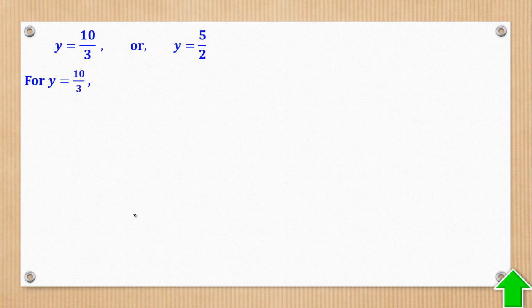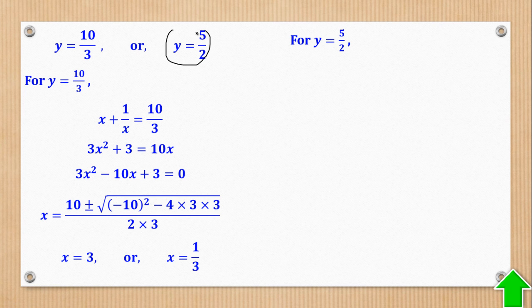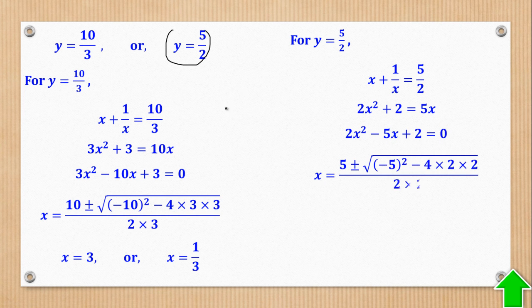but I'll remember that y is equal to x plus 1 over x, which gives a quadratic which can be solved to get the two values of x. What about for y equal to 5 over 2? Substitute, multiply by the LCM to get a quadratic equation which can be solved to get the two values of x. And that's what they wanted.